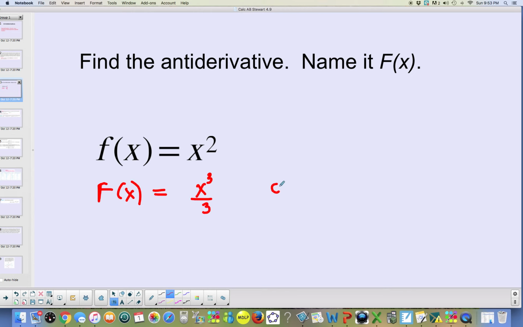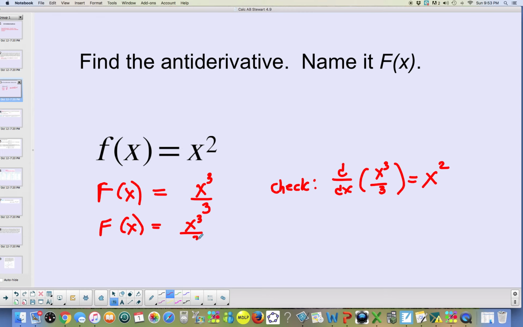Now I'm going to check my work, and the way I'm going to check my work is by taking the derivative of x cubed over 3, and when I do that I get x squared. So I know I have an antiderivative. But it's not unique, because I could have also written this. And when I check my work and I take the derivative of that, I'm going to find I get the same answer.